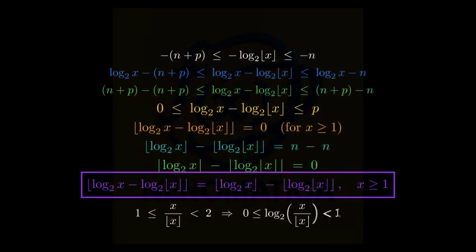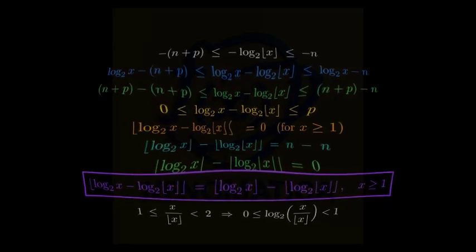Intuition: since floor of x is at most x and at least 1, the ratio x over floor of x lies in the interval from 1 to 2, so its log base 2 lies in the interval from 0 to 1, and the floor of that is 0.